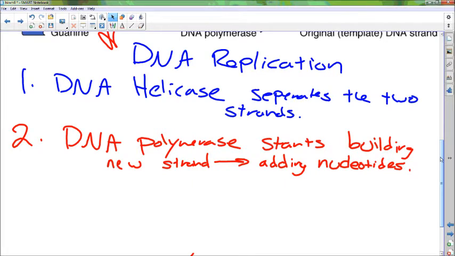Sorry, my C and L got a little close to each other there. That should be nucleotides, not nucleotides.